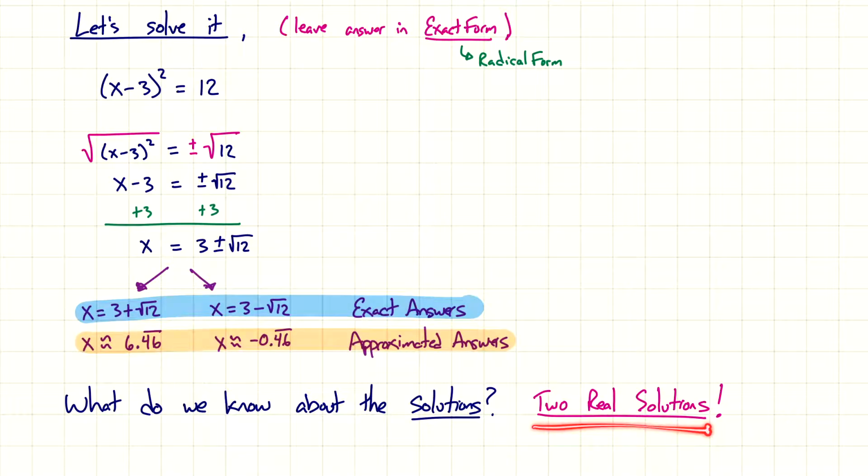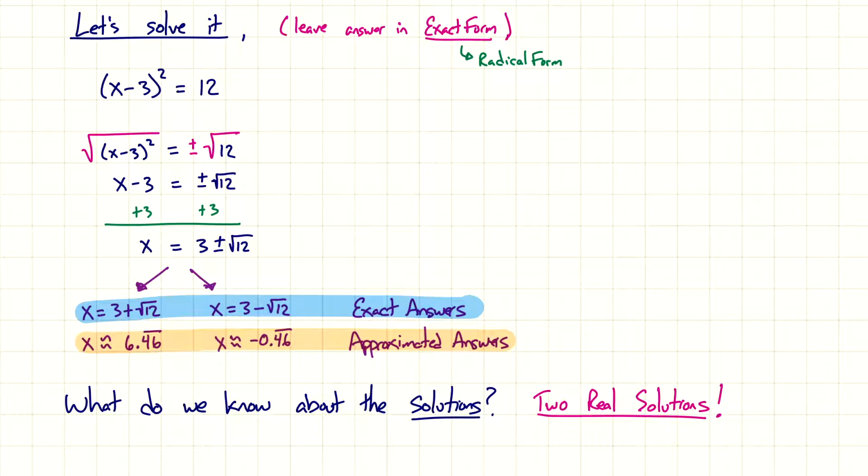So the book actually, I think, tells us you have 2 solutions, but I'm going to try to prep you for something that's coming a little bit later. Key word here is real solutions. So these are real numbers, right? This is something positive 6.46 and a negative 0.46. That's something that we could really see on maybe an x-axis. So those are real numbers.